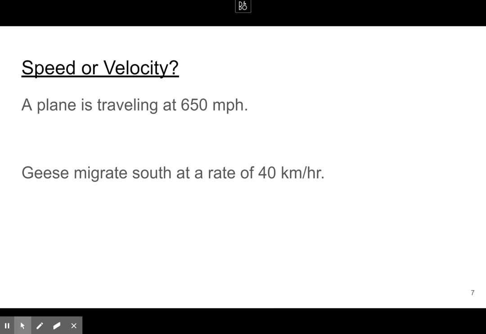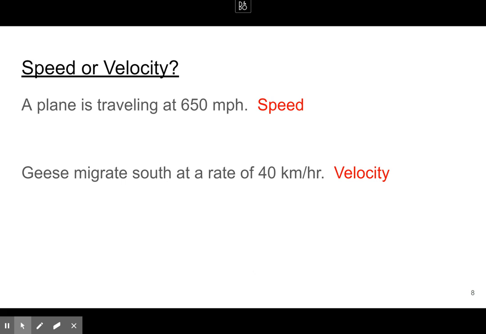So let's take a moment to practice here. A plane is traveling at 650 miles per hour. I want you to write down whether you think that's speed or whether you think it is velocity. Once you've finished that one, let's look at our second statement here. Geese migrate south at a rate of 40 kilometers per hour. So again, write whether you think that one is speed or whether you think it is velocity.